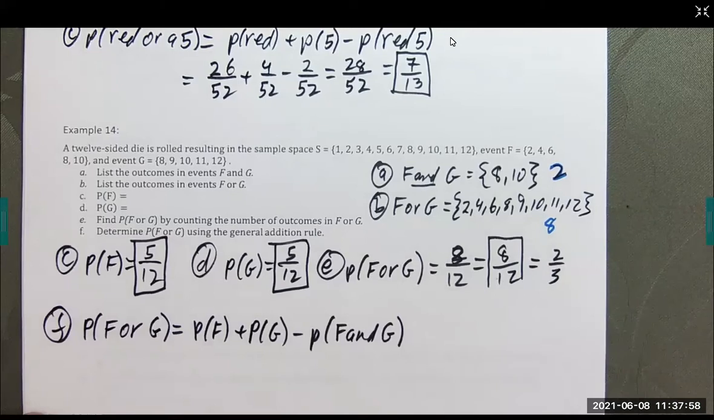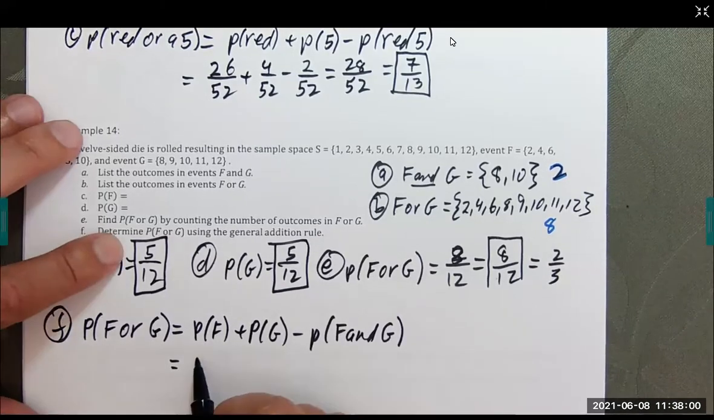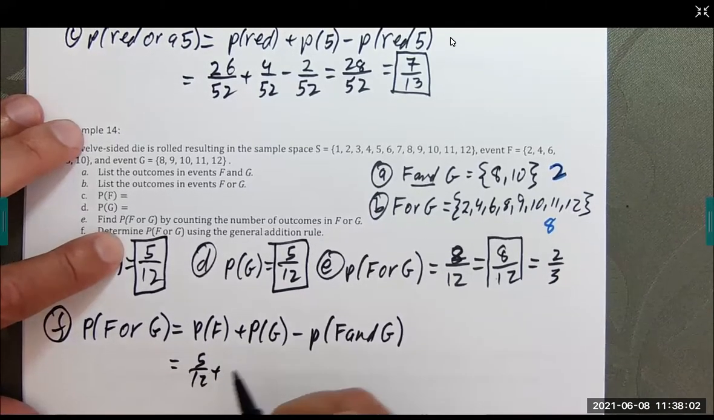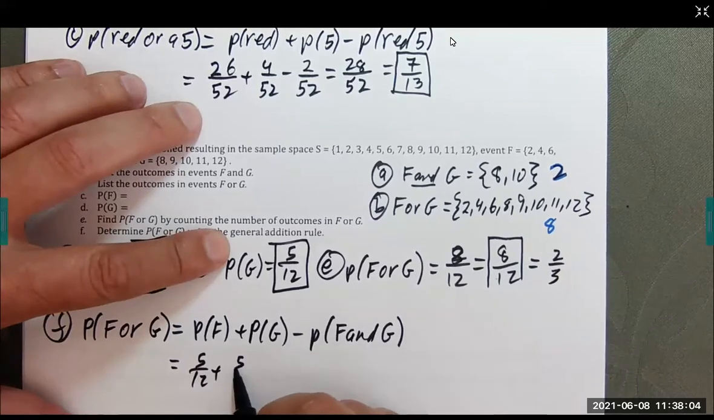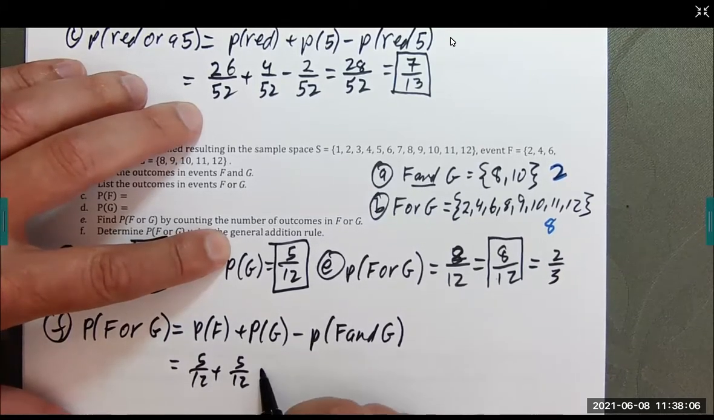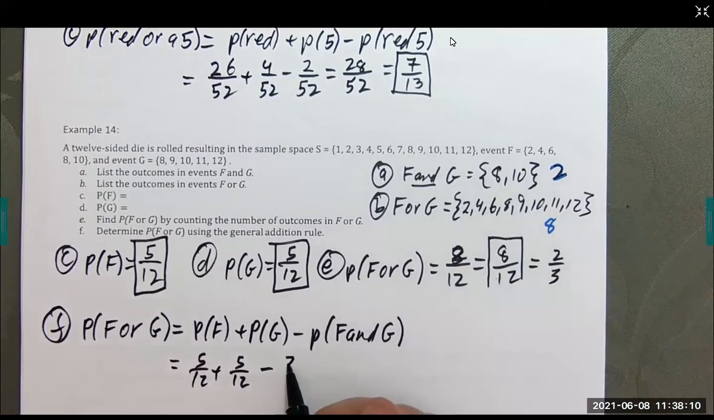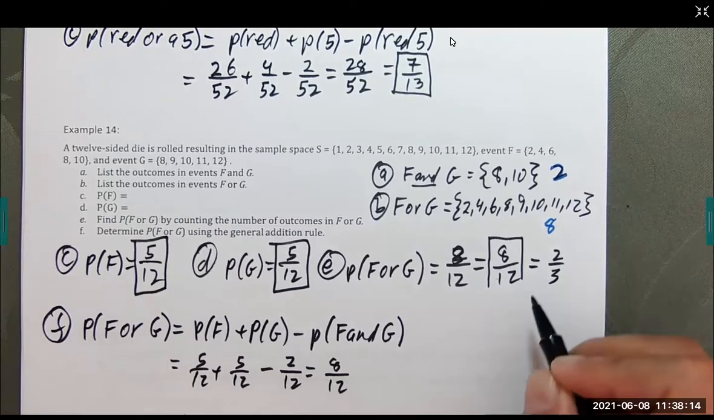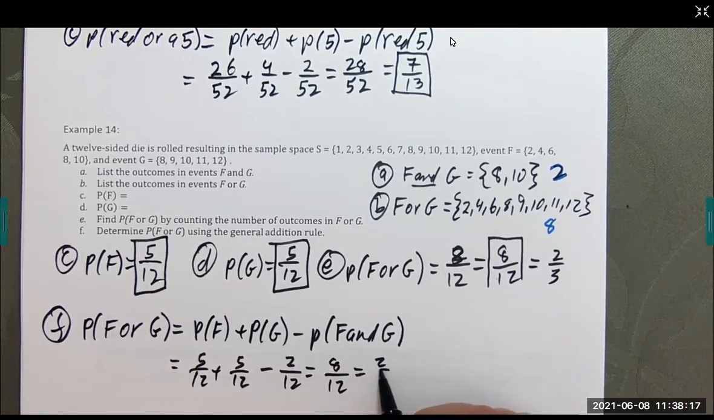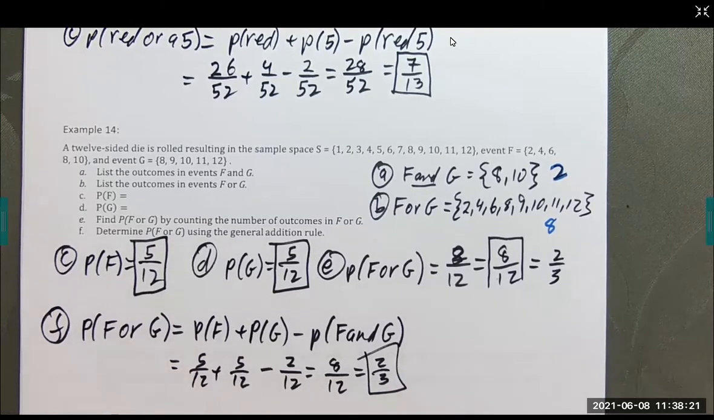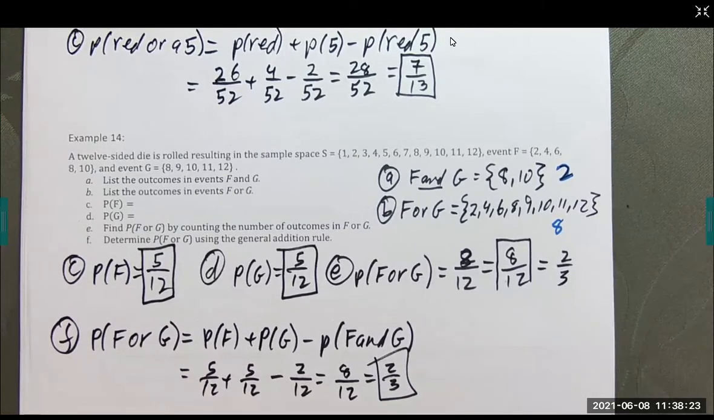So here we go. Event F, 5/12, event G, 5/12, minus the overlap. That's going to be 2 out of the 12, which gives us 8 out of 12. Same number, as it should be. Not too difficult.